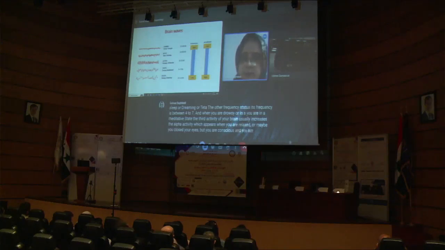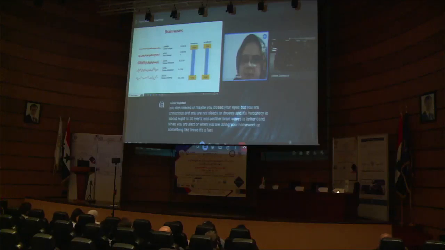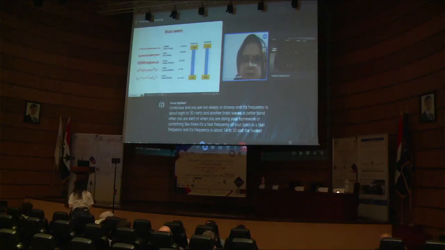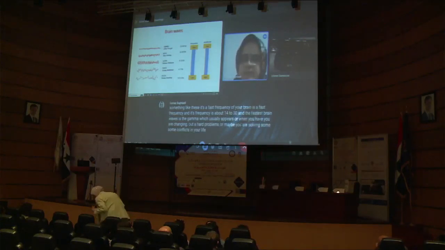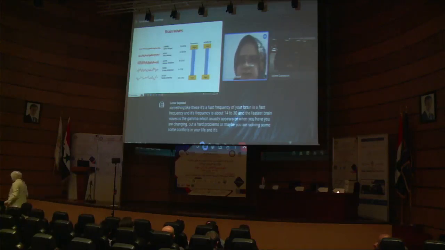sleepy or drowsy, and its frequency is about 8 to 13 hertz. Another brain wave is the beta band, when you are alert or when you are doing your homework or something like this. It's a fast frequency of your brain, and its frequency is about 14 to 30. And the fastest brain wave is gamma, which usually appears when you are thinking about hard problems, or maybe you are solving some conflicts in your life, and its frequency is about 30 to 60.